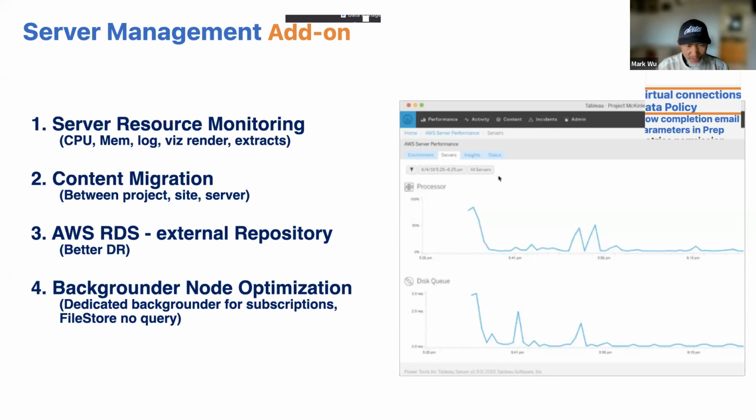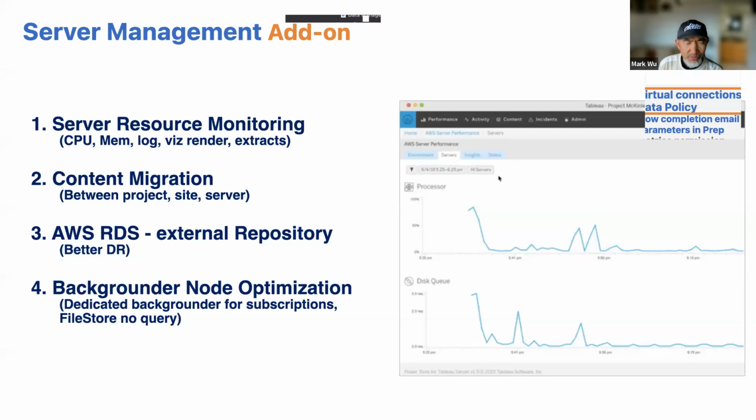Number 3, AWS RDS. If your server is on AWS, then you can leverage an additional feature. You pay for the additional RDS service to AWS. You can get an external repository hosted by AWS for better DR. But you pay extra to AWS as well.